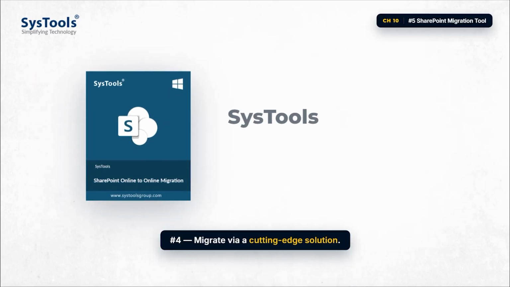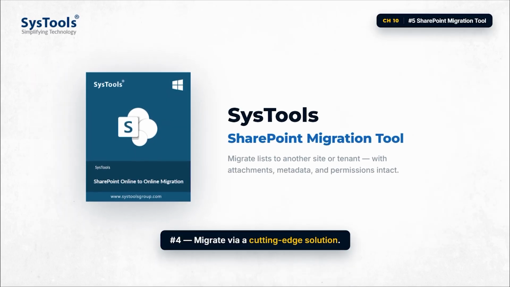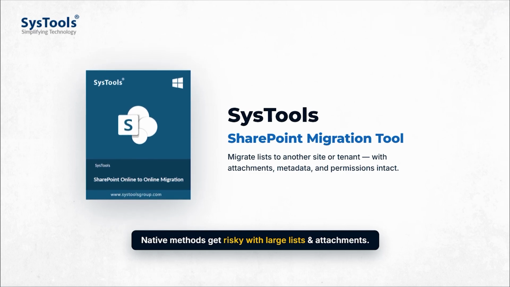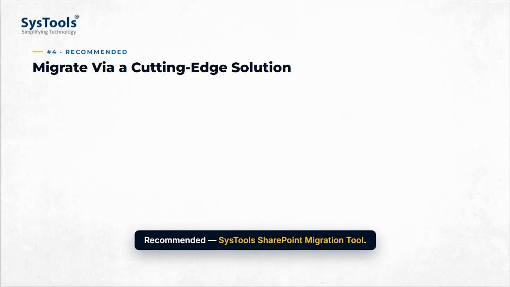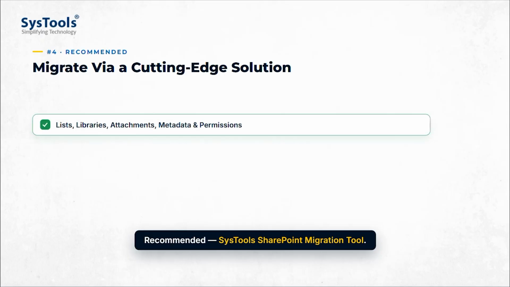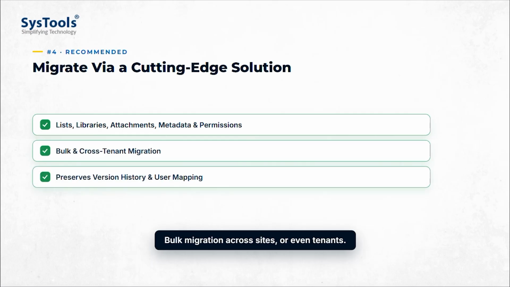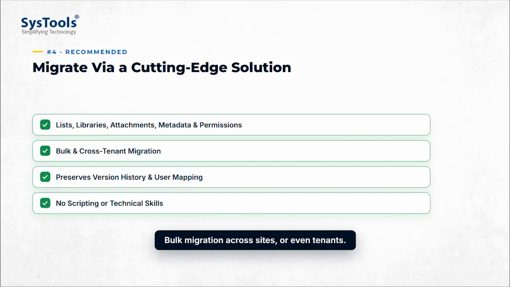Finally, the best solution. Migrate via a cutting-edge tool. Native methods work for basic cases, but they get time-consuming or risky with large lists and attachments. So I highly recommend the SysTools SharePoint Migration Tool. It migrates lists, libraries, attachments, metadata, and permissions. It handles bulk migrations across different sites, or even tenants. It preserves version history and user mapping. And there's no manual scripting or advanced skills needed.